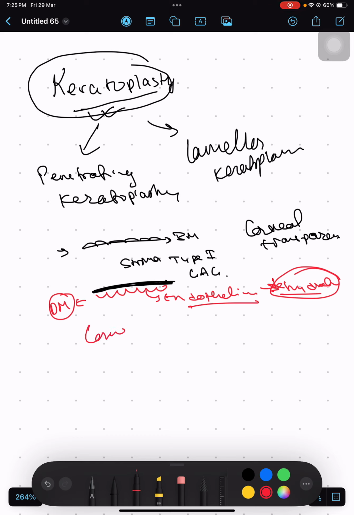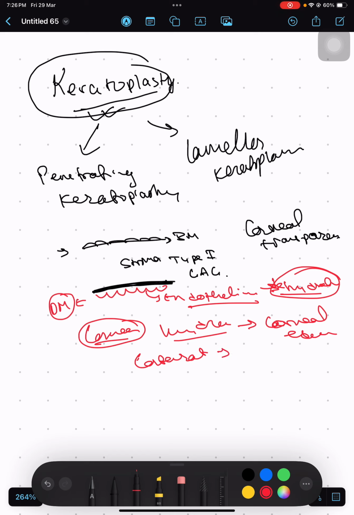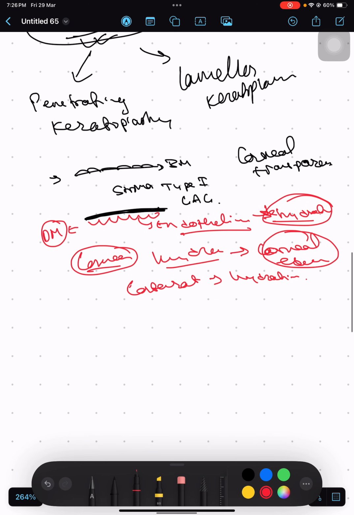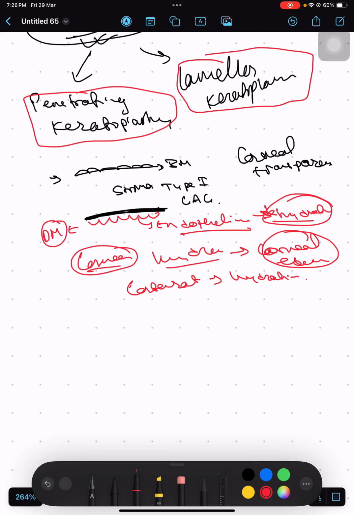Remember, the cornea must always be dehydrated. If there is any hydration in the cornea, that is basically corneal edema. And cataract is actually hydration of the lens. So hydration of the lens is basically cataract, and if there is hydration of the cornea, that is corneal edema. Now I talked about penetrating keratoplasty and lamellar keratoplasty. So what are the different indications for these types of keratoplasty?